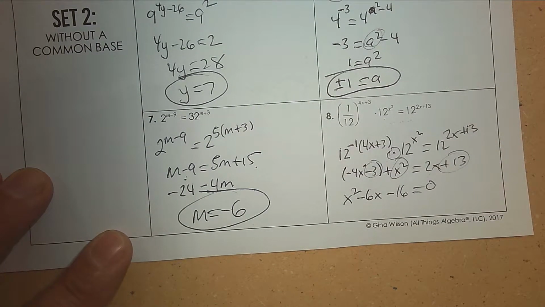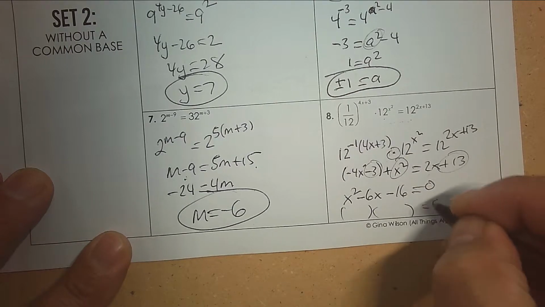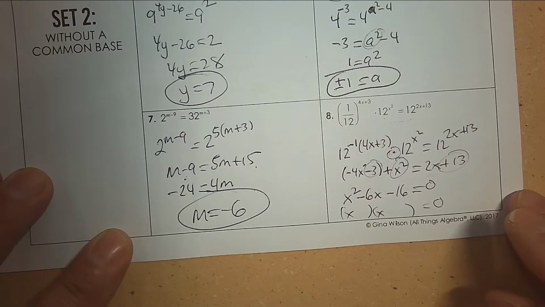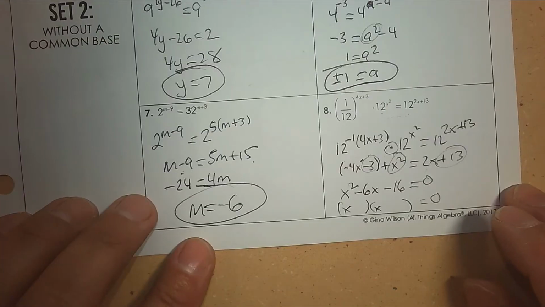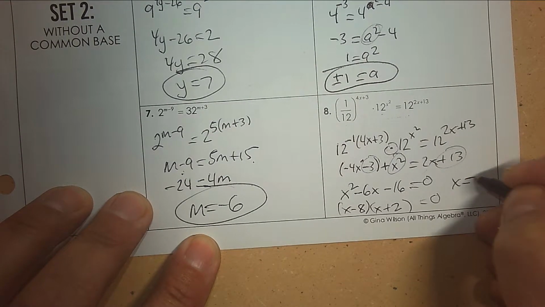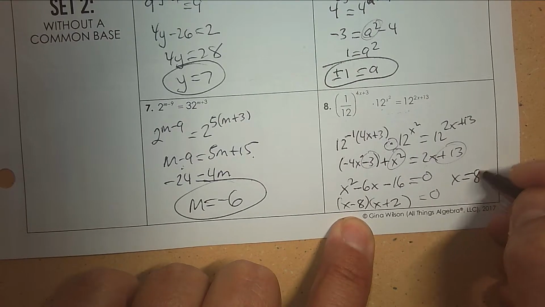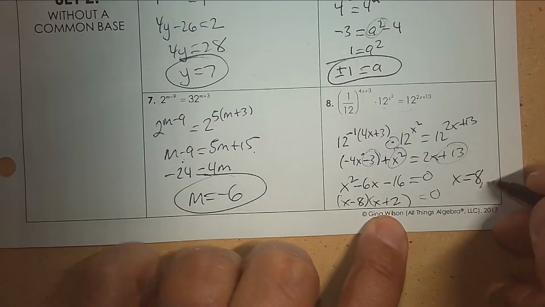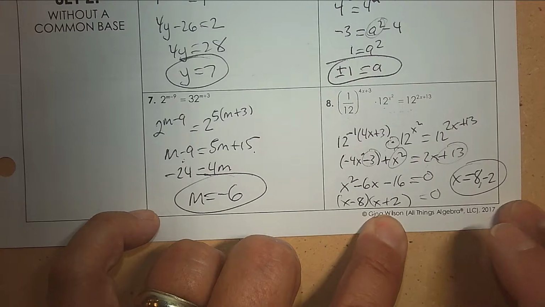16. Do you know your times tables? What two numbers fit? They multiply to negative 16. Negative 8 and positive 2. So the first factor gives you what answer? 8. And the second factor? Perfect. Turn the page.